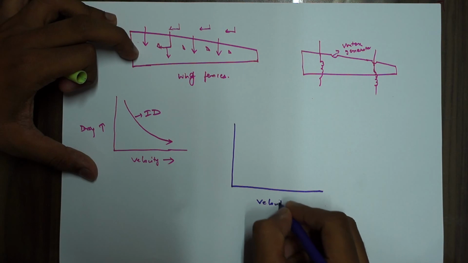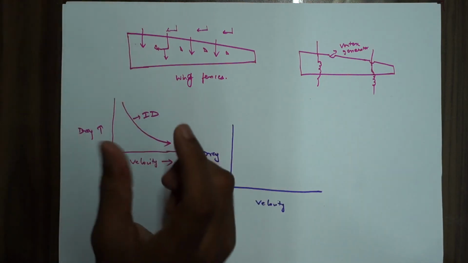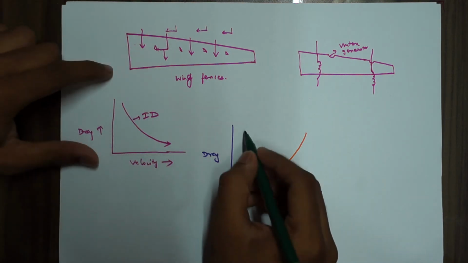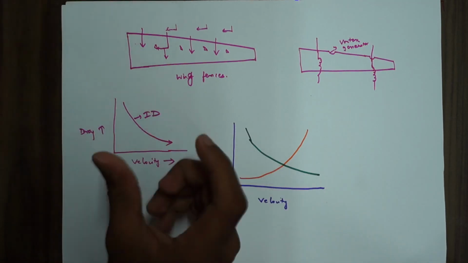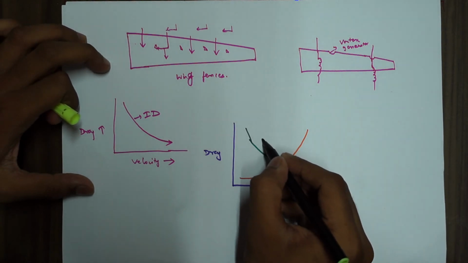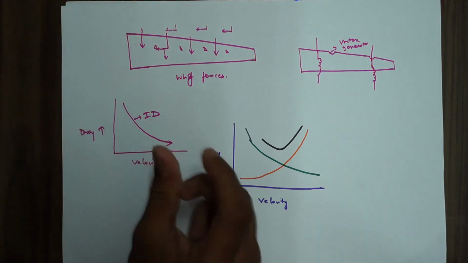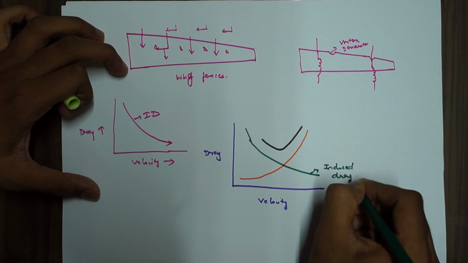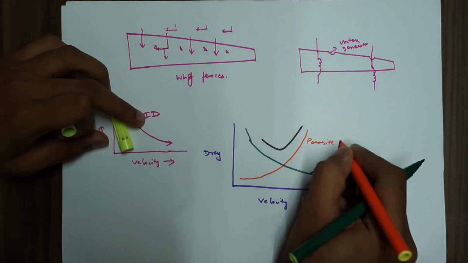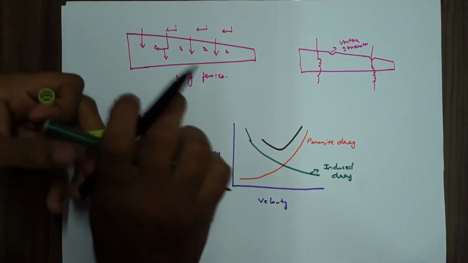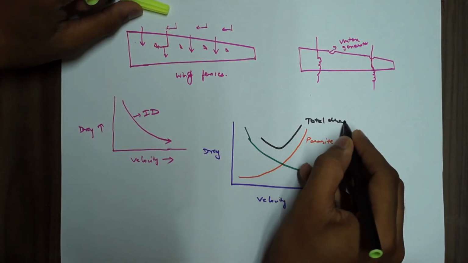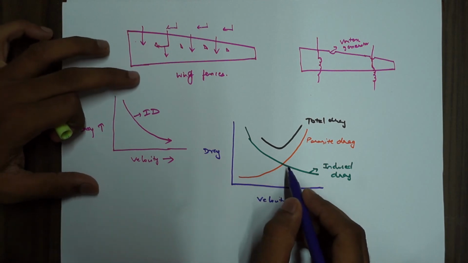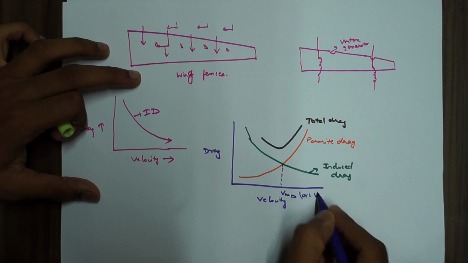So velocity and drag. Here is your parasite drag, and here is your induced drag. The resultant of these both is something like this. I'll just write down, this is your induced drag, this is your parasite drag, and this is your total drag. Now if you can see, they are intersecting at a particular point. This point is crucial for us, and it is called VMD or VBR.